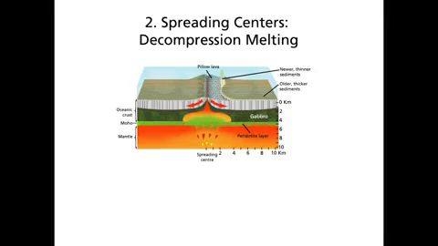The second place on Earth where volcanoes form are at mid-ocean ridges or spreading centers. Here the magma forms in a different way.